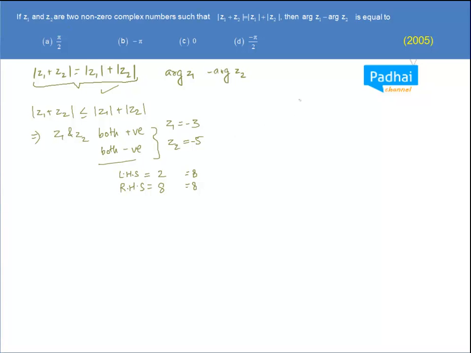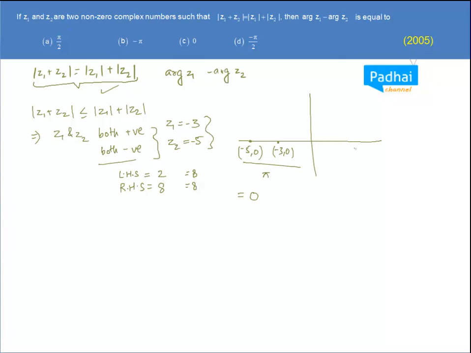So let's see, if I draw the number line, if both of them are negative, that is in this case minus 5, 0 and minus 3, 0. If you see properly, both of them will have the same argument. Why? Because they are lying on the same line. They are collinear points, and collinear points always have the same argument. So in this case, the argument of both of them is pi. If I subtract them, the answer would be equal to 0.